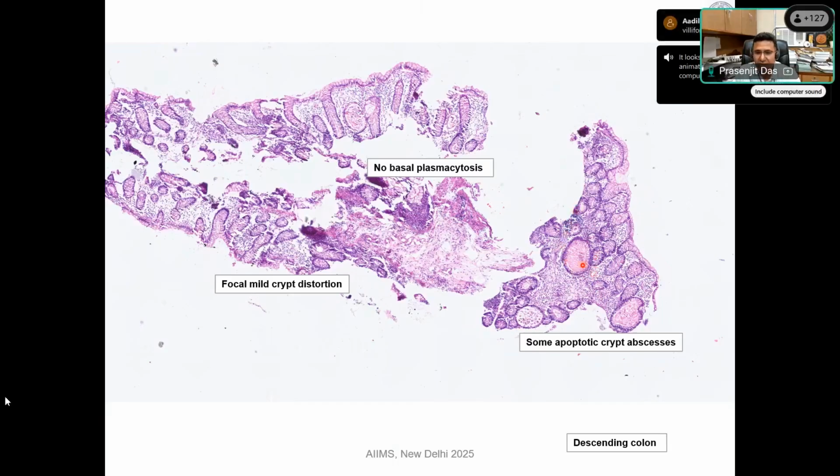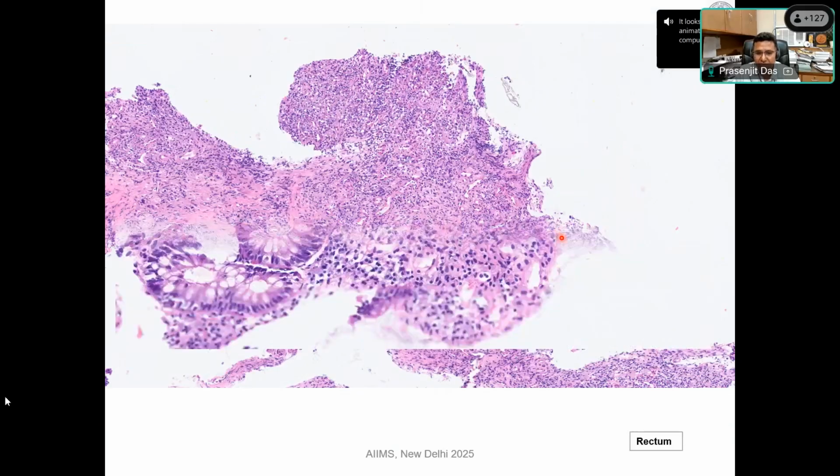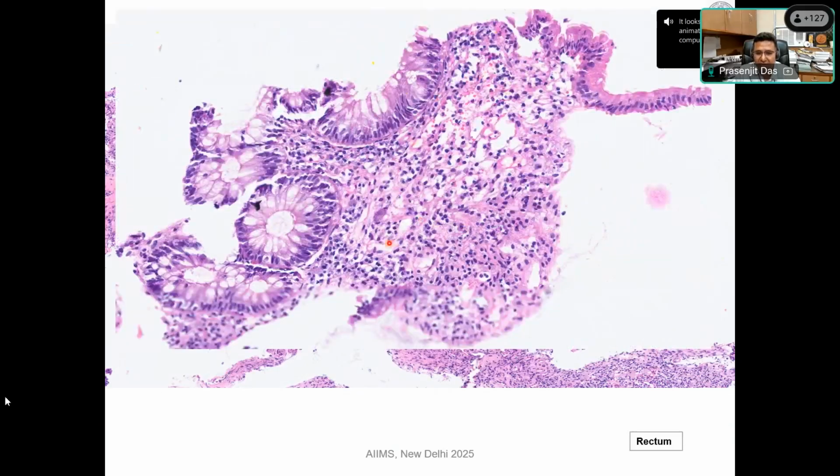But we always try to see if there is any other etiological clue. So what we had done in this case, we went into the higher power objective, and what can we see here, somewhere here? Can you see anything?